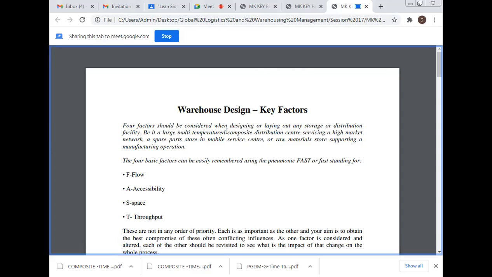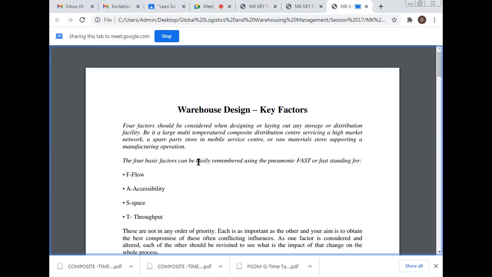Four factors should be considered when designing or laying out any storage or distribution facility, be it a large composite distribution center servicing a high market network, a spare parts store in a mobile service center, or a raw material store supporting a manufacturing operation. Any type of warehouse, any type of storage. Warehouse means a large storage area, a large distribution facility area. This is known as the warehouse.